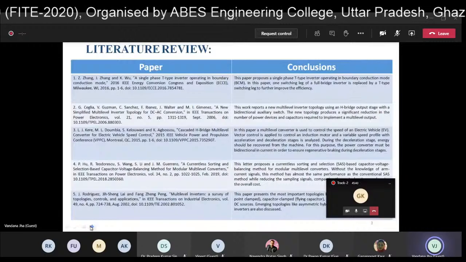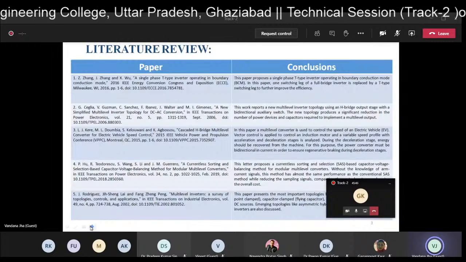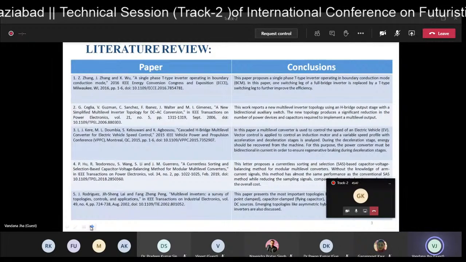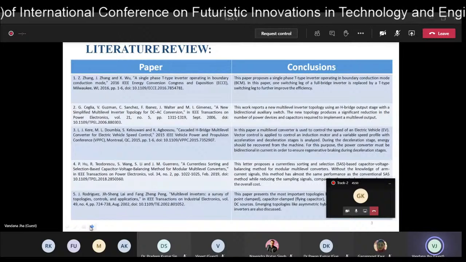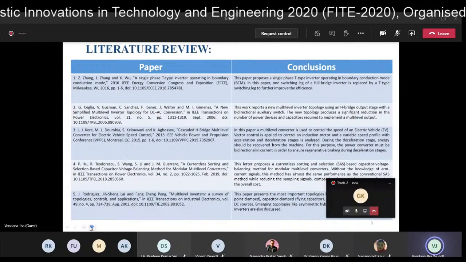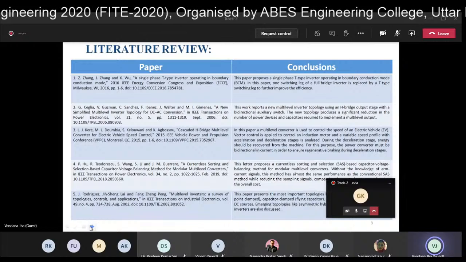These are the 5 papers which I have extracted from the references, and the conclusions made for the literature review. The 5 papers are from the IEEE, either transaction papers or conference papers.